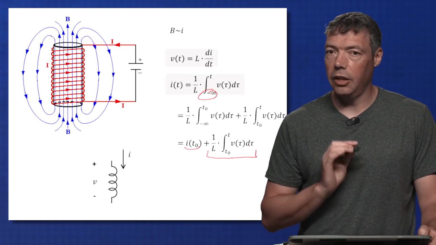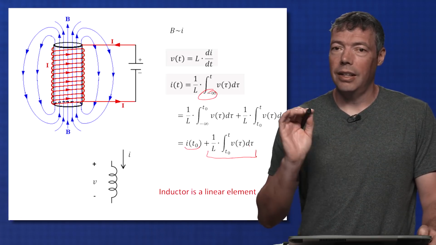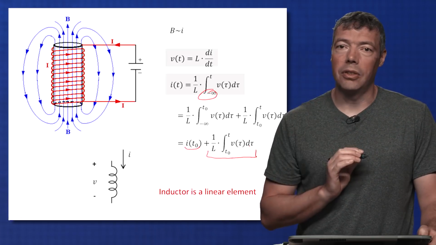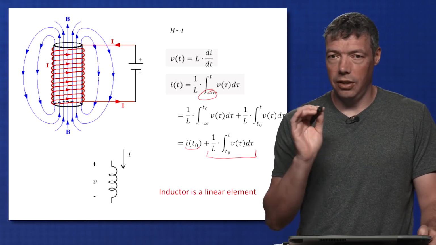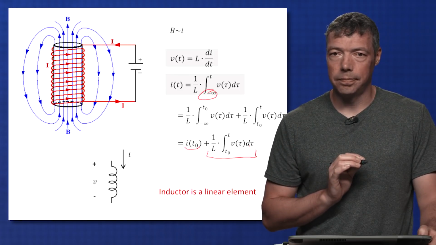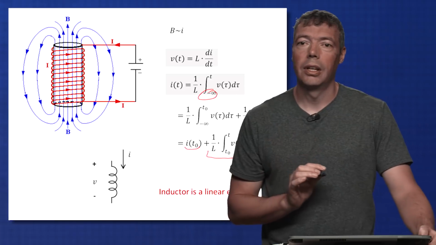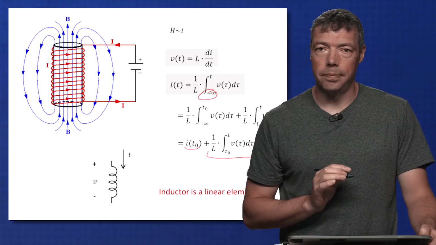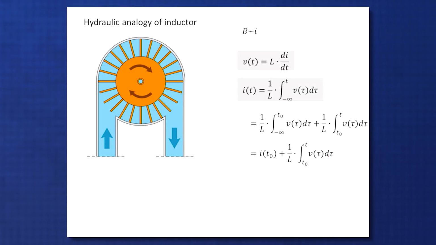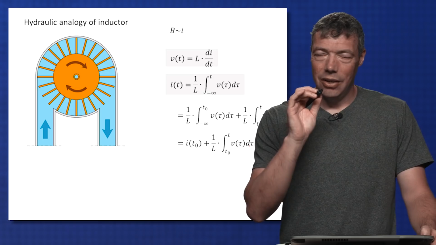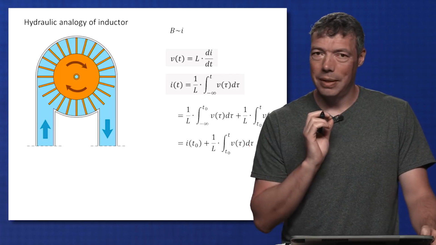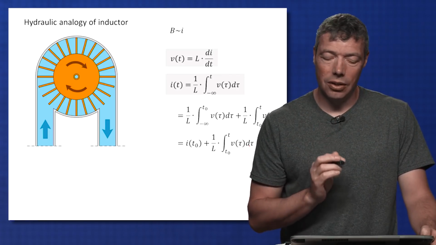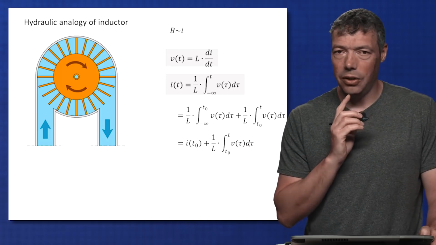Okay, so this is an inductor. And an inductor is a linear element. Just like a capacitor, just like a resistor, an inductor is a linear element. So anything we know about linear systems still holds when we have inductors. Now, inductors seem a little bit counterintuitive to work with, so let's look at the hydraulic analogy. A resistor, remember, was just a pipe. An inductor you can look at as a water wheel.